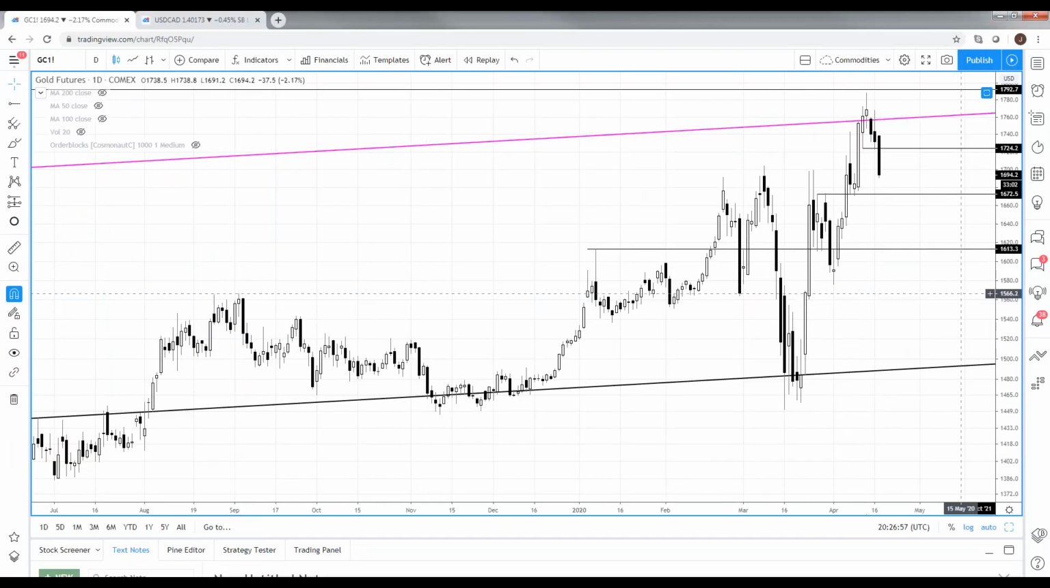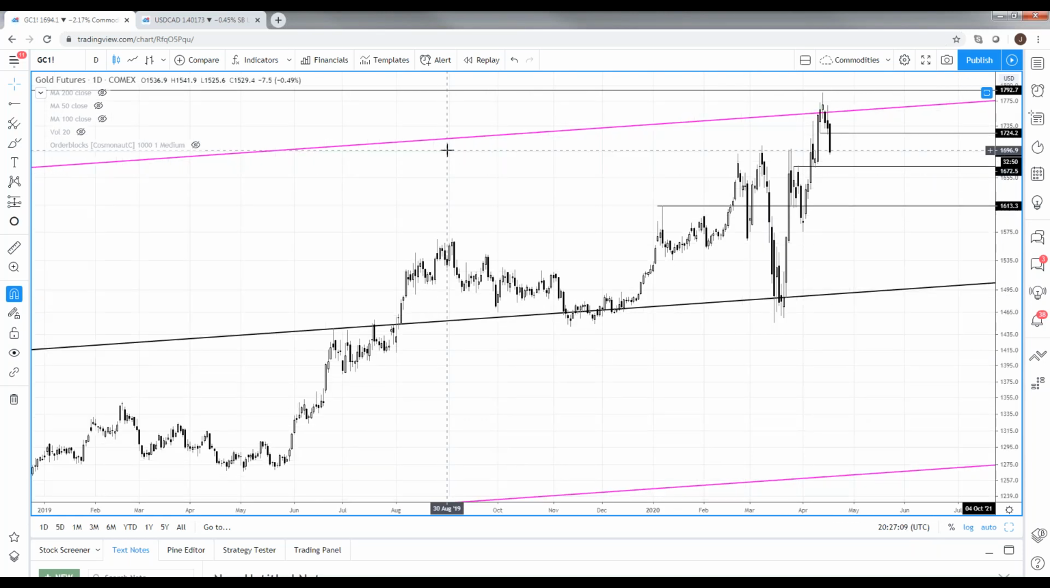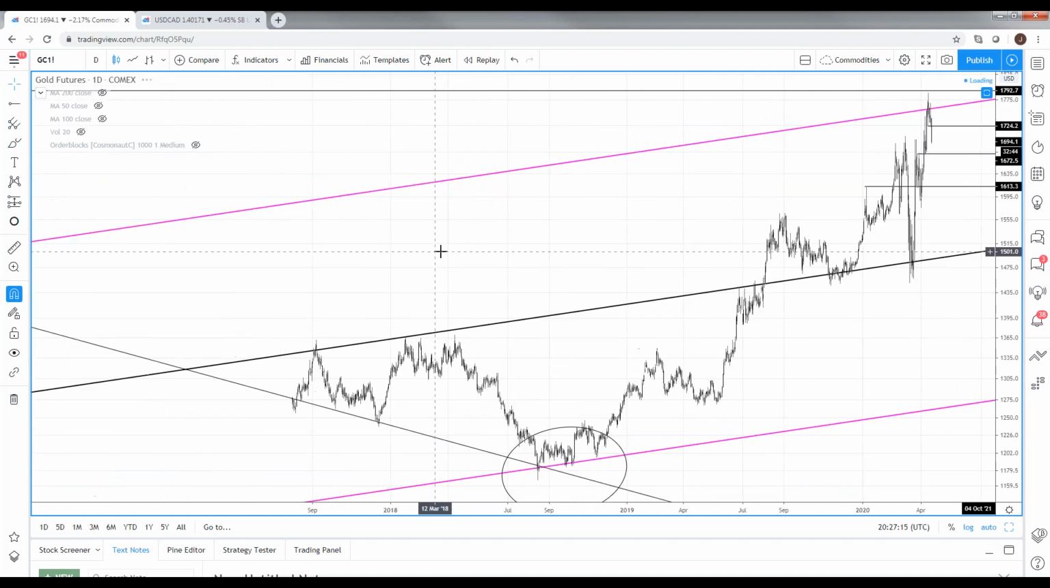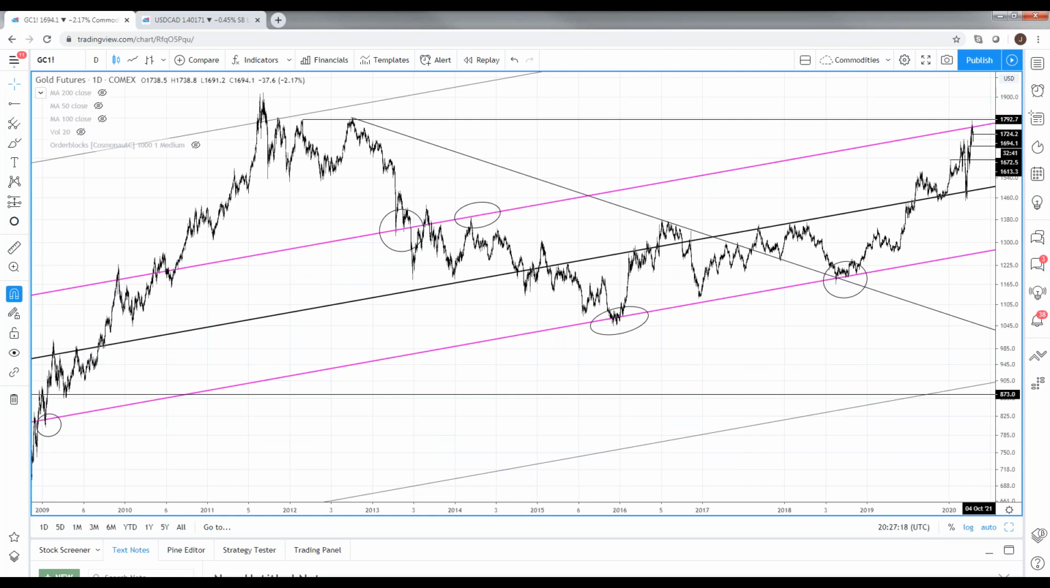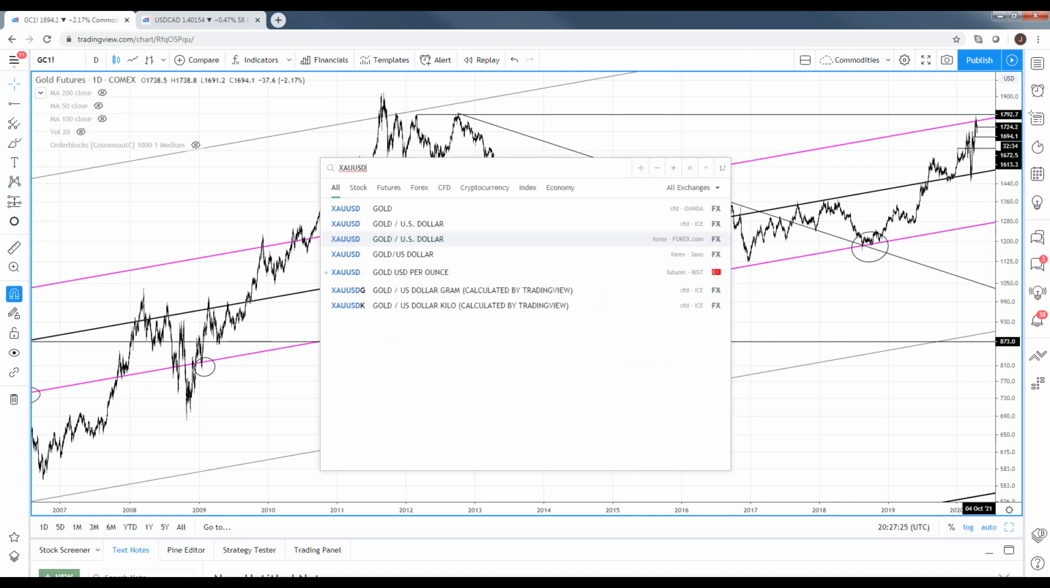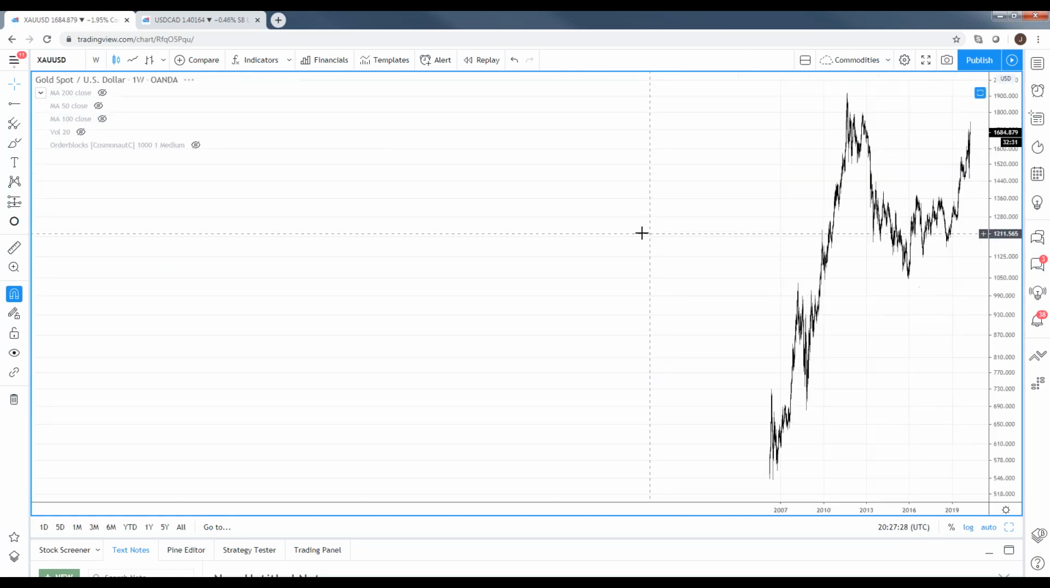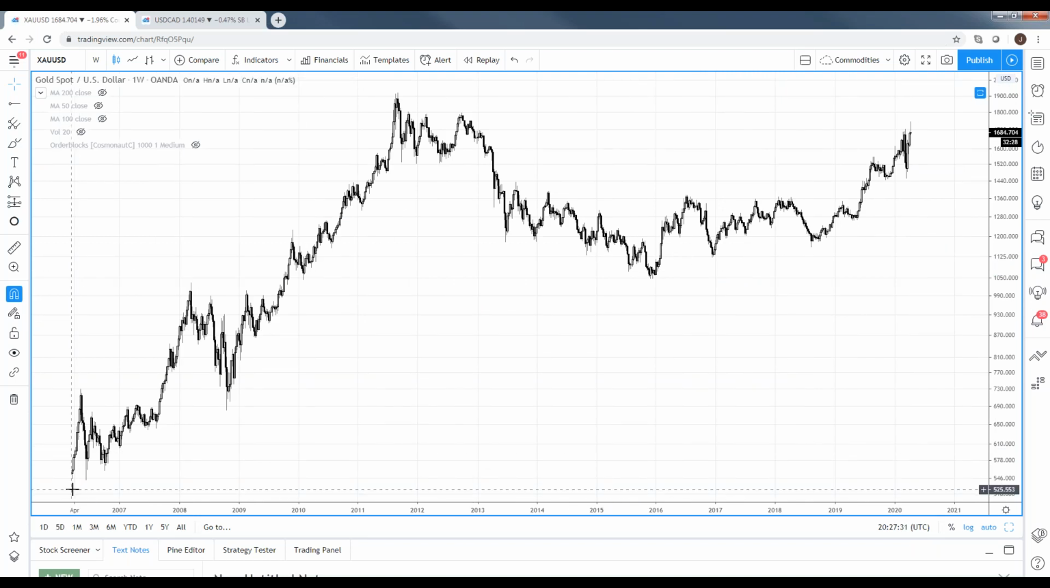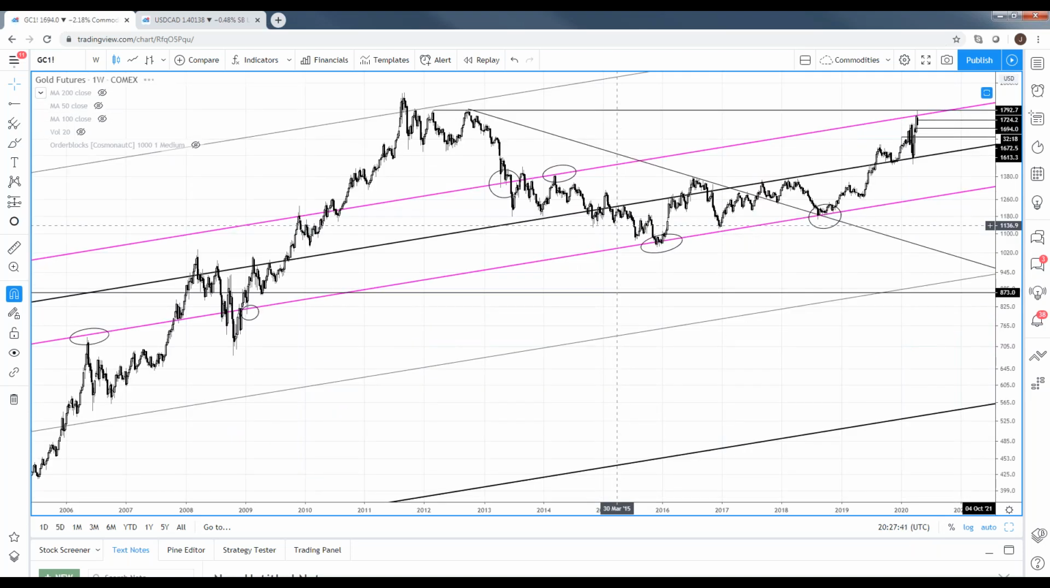I still also believe that... Gary says, why do I look at gold futures and not spot gold? I'm just used to trading gold futures. I will be trading some spot gold here though soon. I also obviously look at futures here because I have volume here, but if I were to pull up spot gold, let's see here. I also don't have data that far back. It only goes back to 2006. So I wouldn't even have this channel.